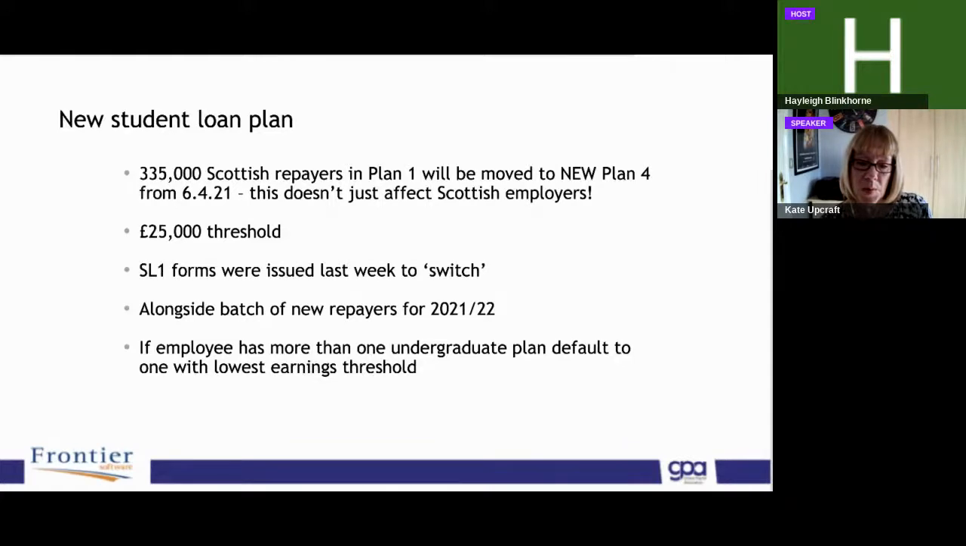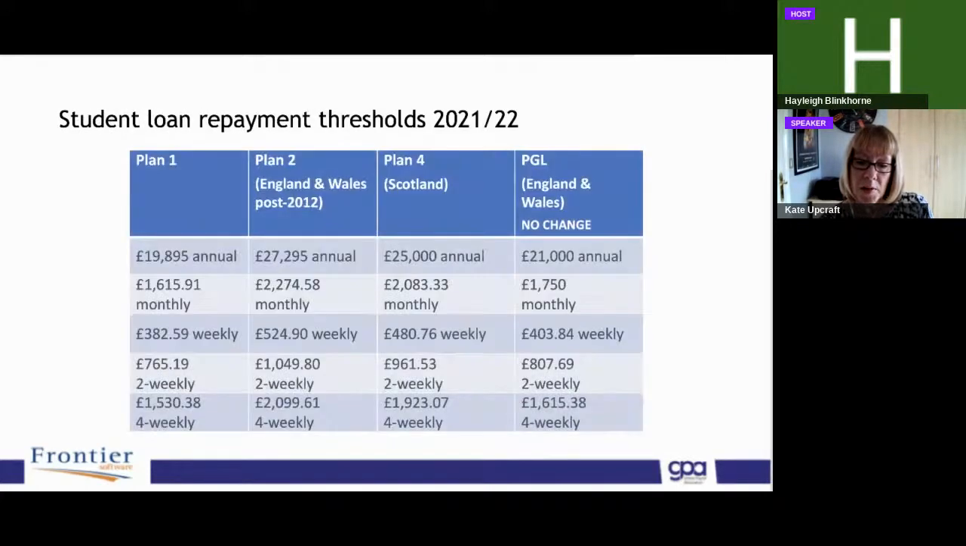If we could have the next one, please. So these are the thresholds for the new year. So you can see there the Plan 4 sitting in between Plan 1 and Plan 2 at 25,000, and no change to the postgraduates, where the 21,000 threshold has been the same since recovery was introduced a couple of years ago. Next one, please.